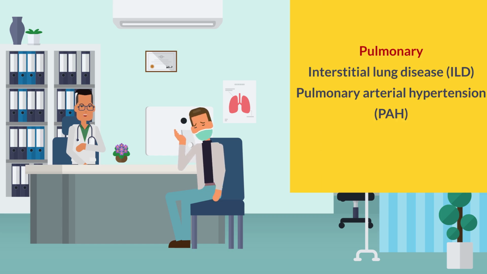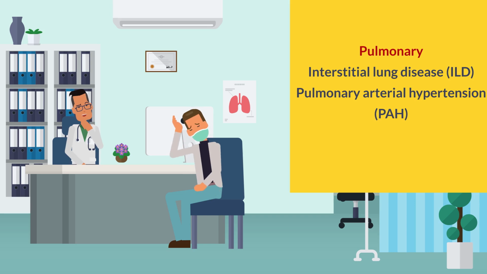Pulmonary involvement in systemic sclerosis. In this section, we will explore the pulmonary manifestations of systemic sclerosis, particularly focusing on two significant conditions: interstitial lung disease, ILD, and pulmonary arterial hypertension, PAH.